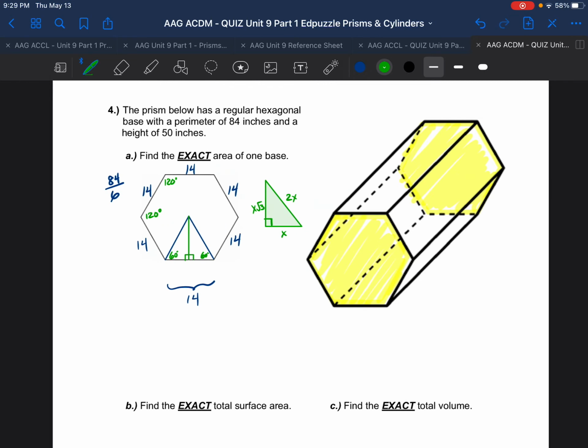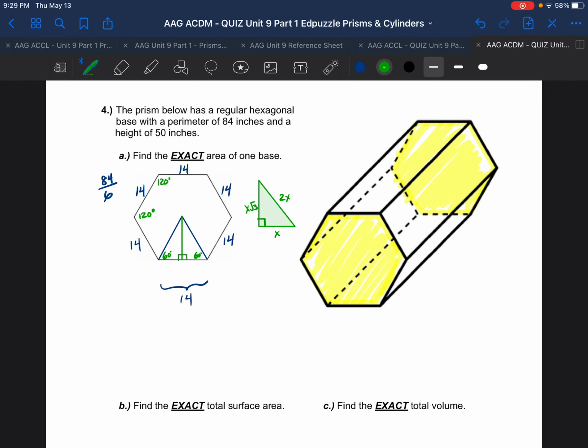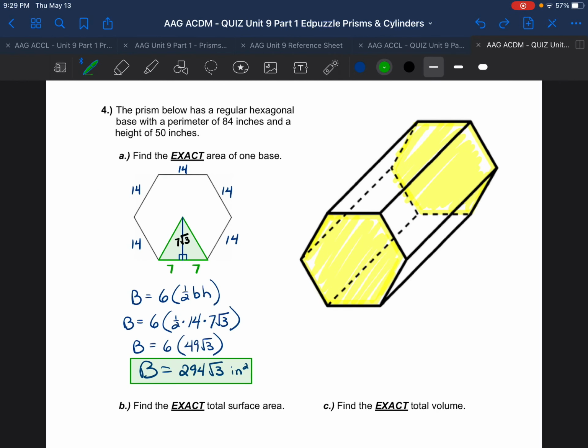Okay, for part A, find the exact area of one base. The area of one base is going to be exactly 294 radical 3 inches squared. All right, take a look. Your work is shown here. If you did get this wrong, again, guys, don't get discouraged. Make sure you're showing your work. We're going to submit all of your calculations later on. Could help your grade. All right, let's keep it going, though.